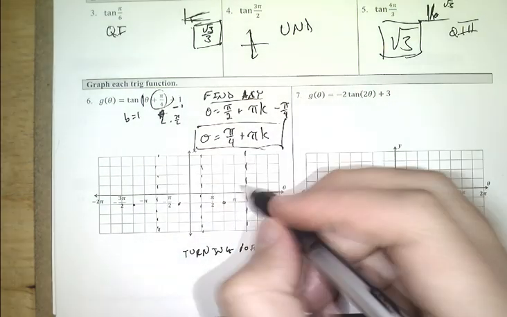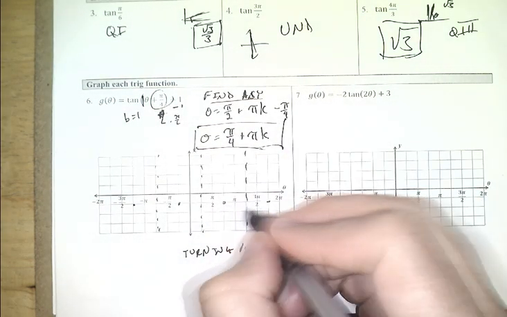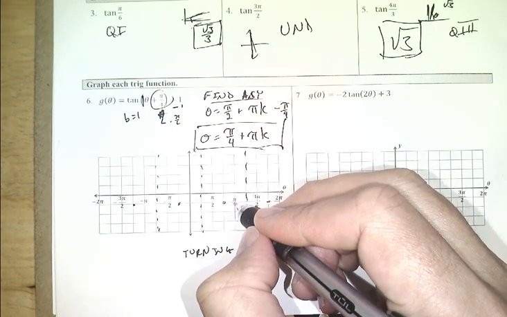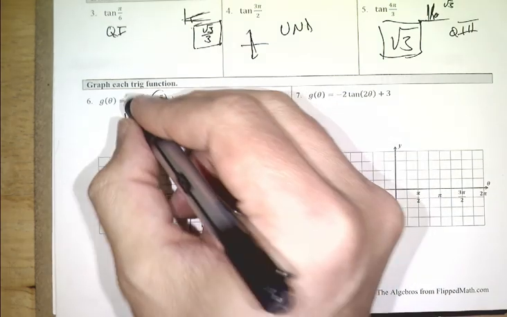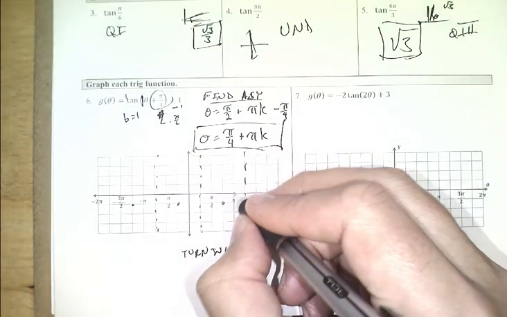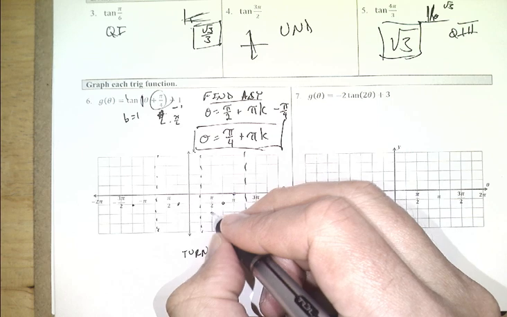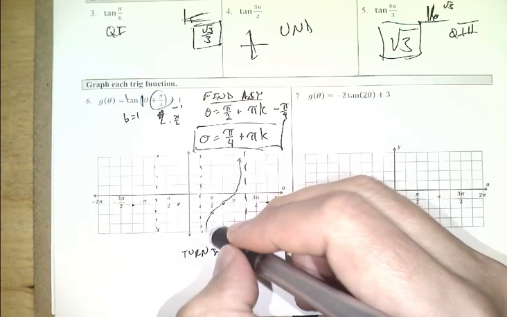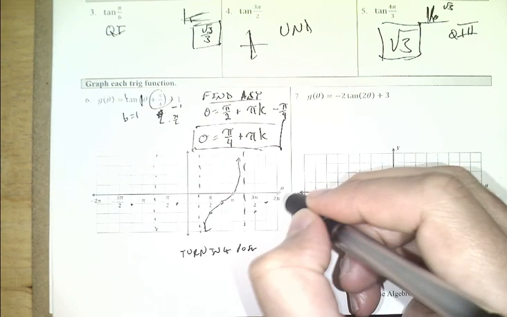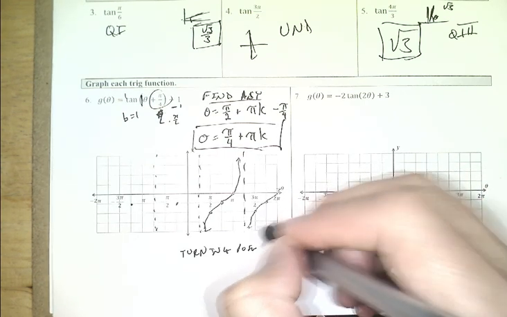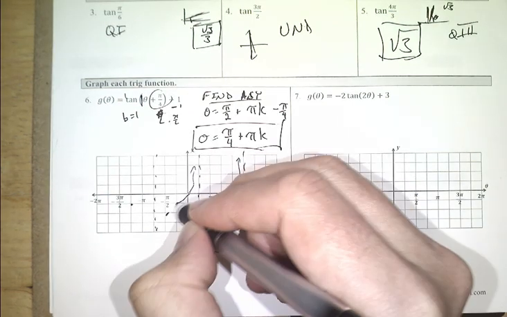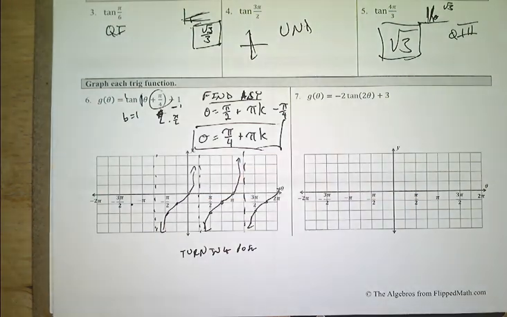And then to find the next points, we're going to go halfway between the turning point and the asymptote. So we'll go halfway between, and then we'll go up a. In this case, a is 1 as well, so that'll be right there. And down 1. And so that will go up like that, and down like that. And you can repeat that for each section here. There we go.